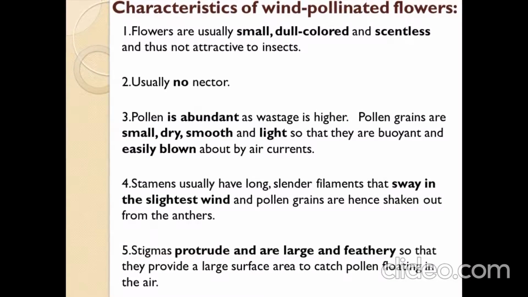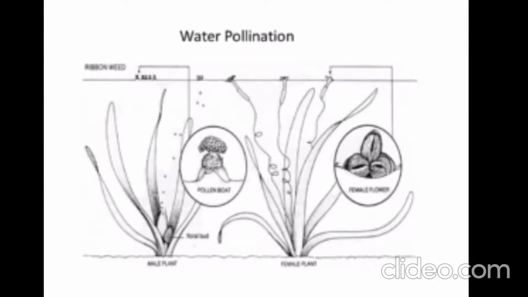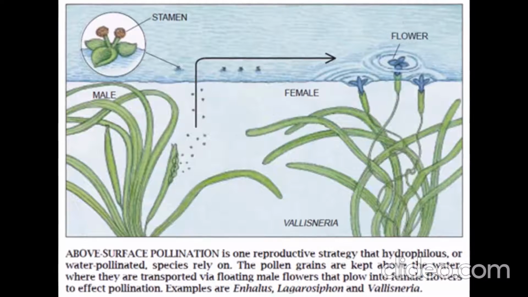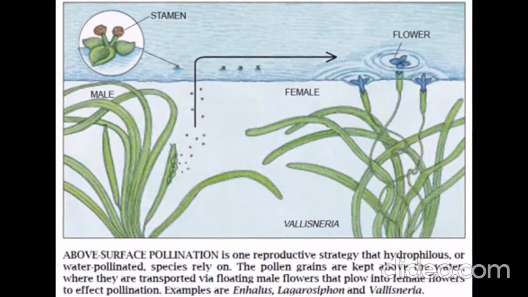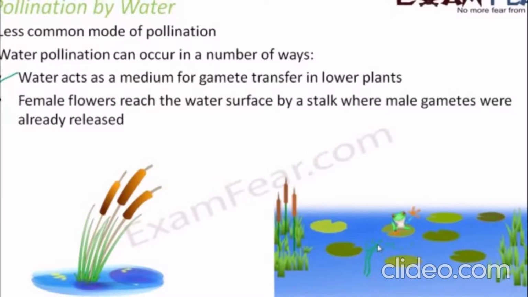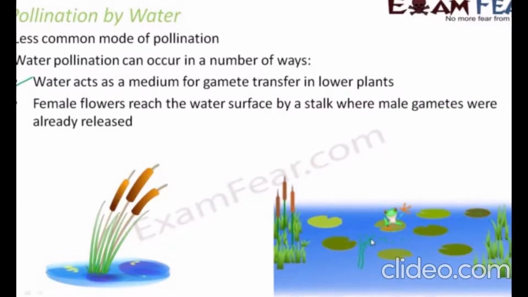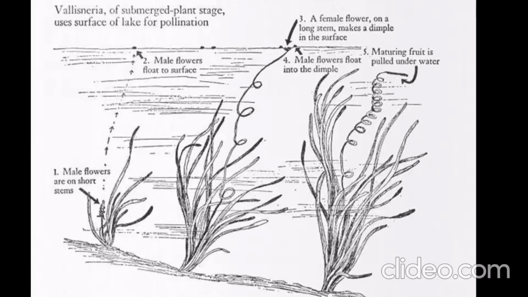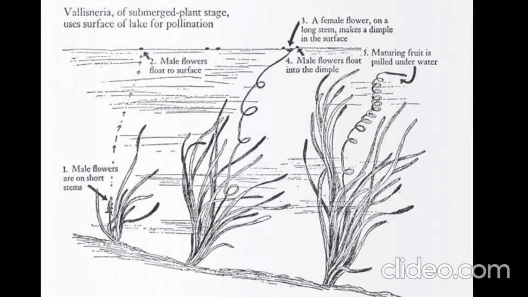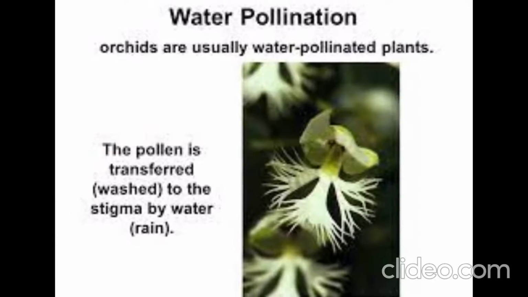Number 3. Water. Pollination where water acts as an agent of cross-pollination is known as water pollination. Vallisneria is one good example of a water-pollinated flower. These are aquatic plants whose male flowers are submerged in water to start with, get detached when mature and float on the surface of water. When these floating male flowers happen to come in contact with a female flower, the pollen grains are transferred to its stigma.